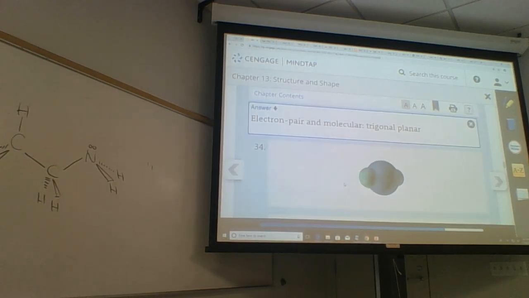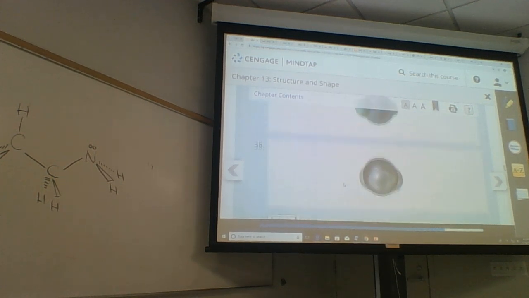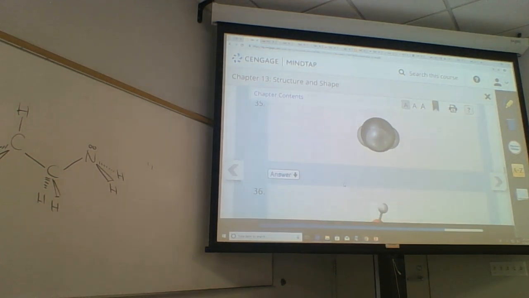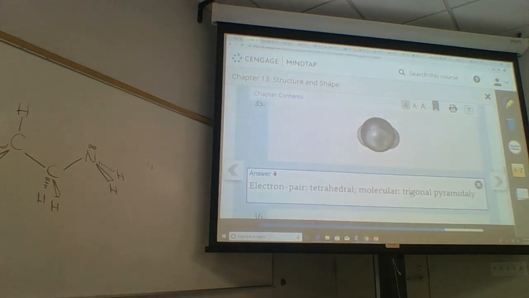How about this one? This should be easy. This is linear. How about this one? This is trigonal pyramidal. They called it trigonal pyramidal.